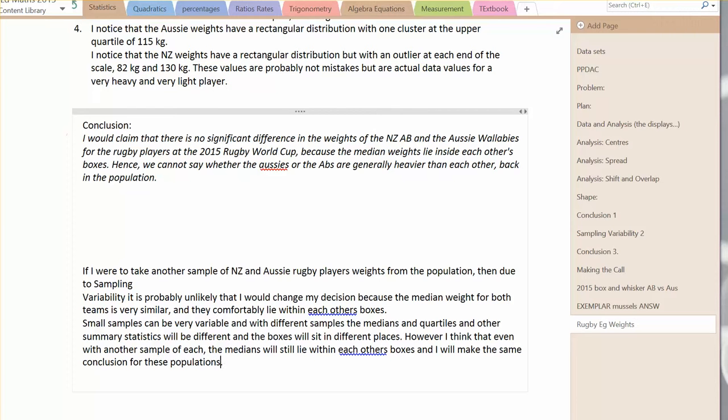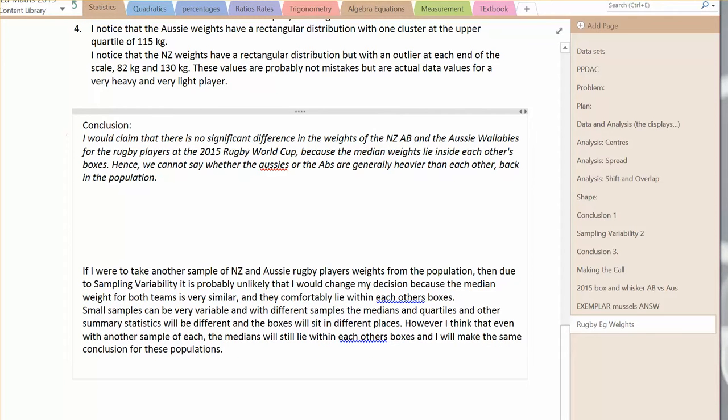So just have a wee read of that one. So just make sure that you've emphasised that it's not about the fact that the medians are the same or similar or close to each other. The reason is the fact that they lie within each other's boxes, or one is outside the other box. That is the rule that we need to quote and emphasise, that we understand that it's about whether the medians are inside each other's boxes or not.